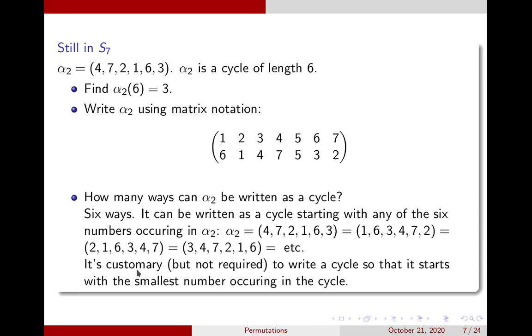It's customary, but certainly not required, to write a cycle so that it starts with the smallest number occurring in the cycle. I didn't do that in my original cycle notation for alpha 2. Here is the way of writing alpha sub 2 starting with the number 1. This would be the customary way of doing things, but you don't have to, and we won't worry too much about doing that.